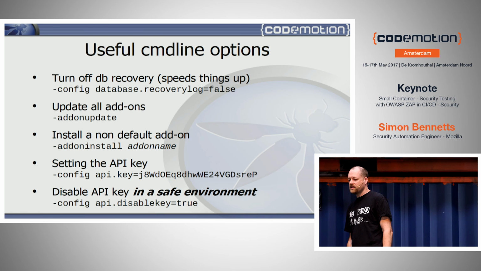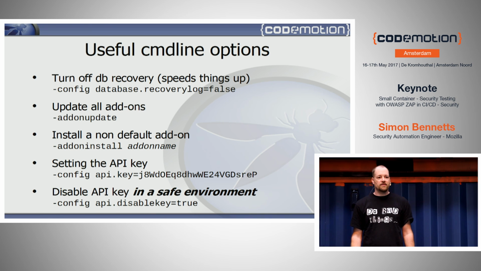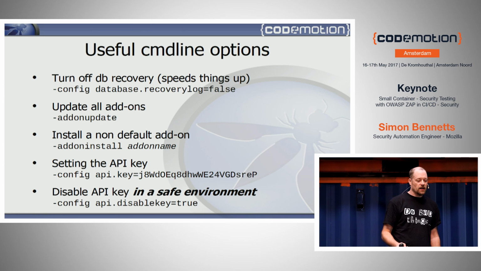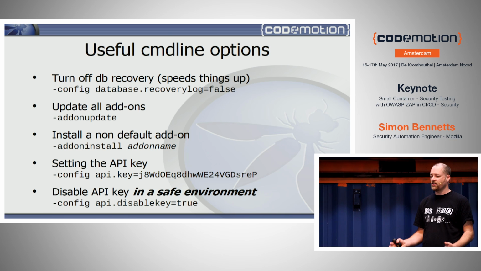But before I go into the API in detail, I want to mention some useful command line options. These are actually very useful for the baseline scan as well. Any way you invoke ZAP, you can specify options via the command line.